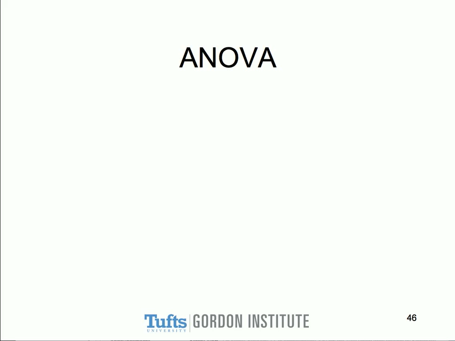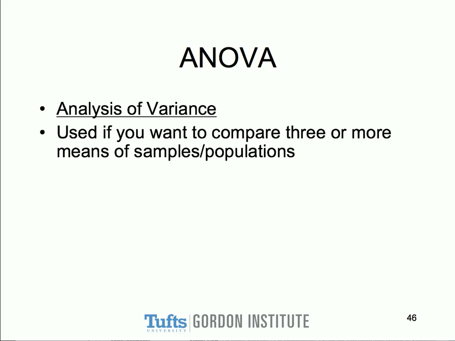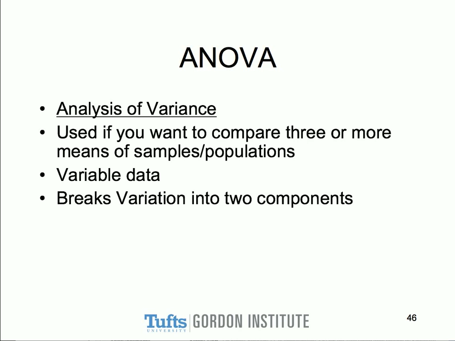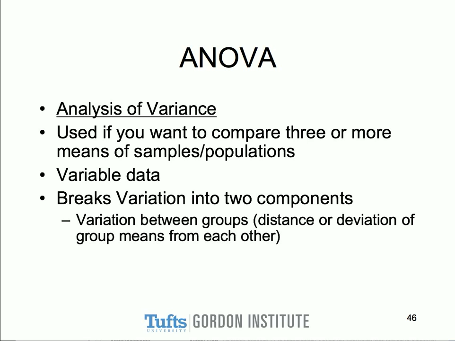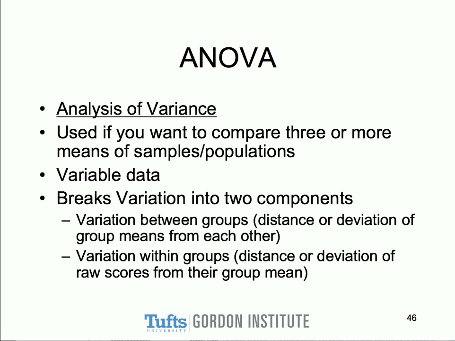Hello again. This tutorial is going to be on ANOVA. ANOVA stands for Analysis of Variance. It is used if you want to compare three or more means. It breaks variation into two components, okay? It looks at variation between groups, and I'll explain that later, and then it looks at the variation from within groups as well.